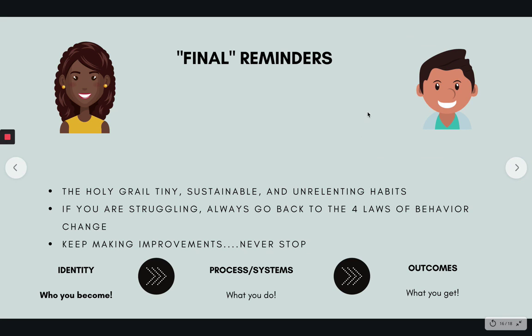So last thing here, again, as we've hopefully reiterated, the holy grail is tiny, sustainable, unrelenting habits. So do your best to set up these small things that it's really hard for you to fail, easy things that we can really work on snowballing the effects of these habits. If you're struggling, always go back to the 4 laws of behavior change. Okay, and keep making improvements. There is no finish line really. Set that identity. Keep working the process and the systems, and the outcomes will get there. And then once you've got that outcome, you're going to set another one.